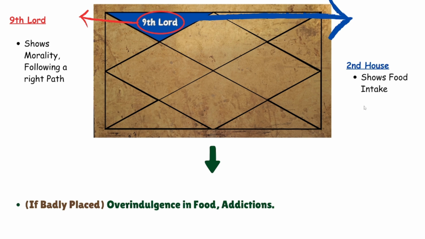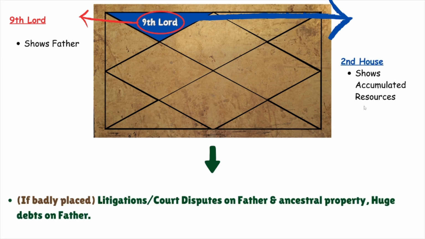And if there are malefics, maybe Rahu, then it can give addiction, such as smoking, okay. Now, ninth lord shows father, and second house shows accumulated resources. So if it is badly placed, it is also six places away, which shows litigations, court disputes, quarrels, fights, okay. So all these things can happen with your father.